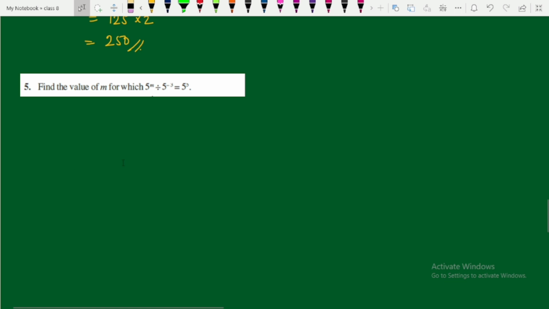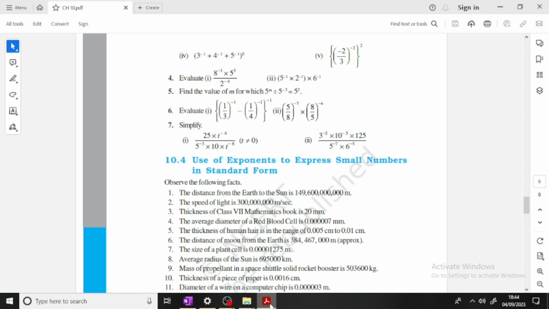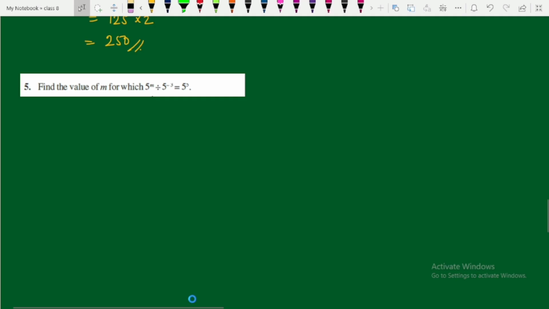Okay, just we'll check. There is a question with 5 raised to minus 3 and 5 raised to 5. Yes. So now here the question is, we have to find m in question number 5. The given question is 5 raised to m divided by 5 raised to minus 3 is equal to 5 raised to 5. First we'll simplify this step so that afterwards we can easily get the value of m.